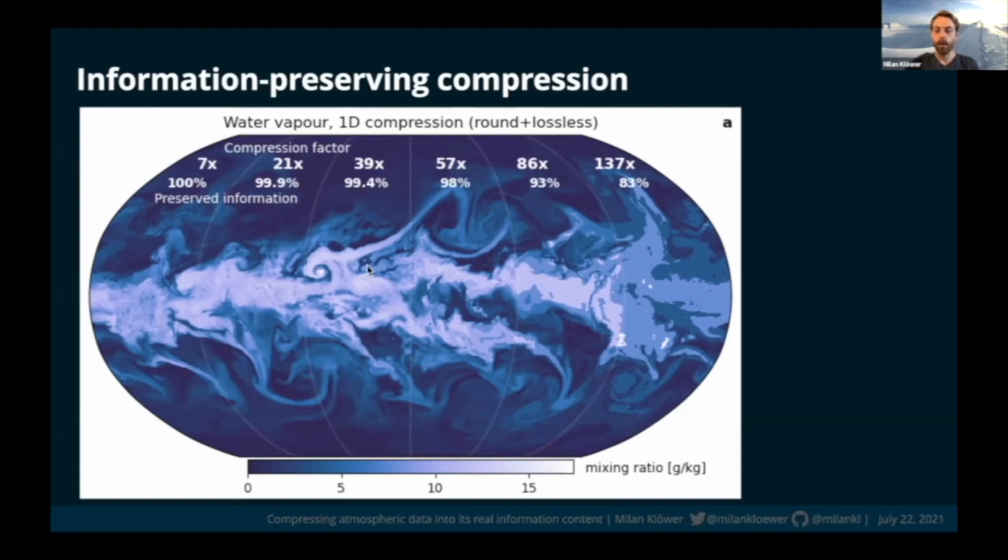And if you exaggerate it a little bit, you get really high compression factors, but you can also see that suddenly there are compression artifacts appearing.